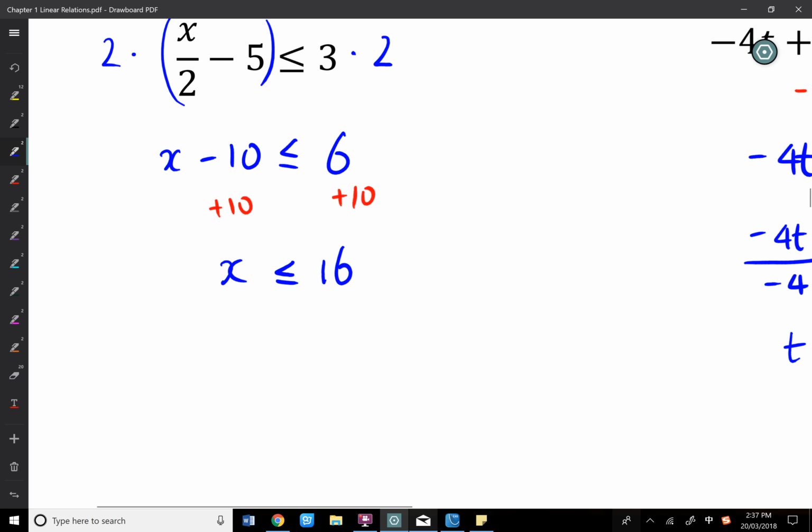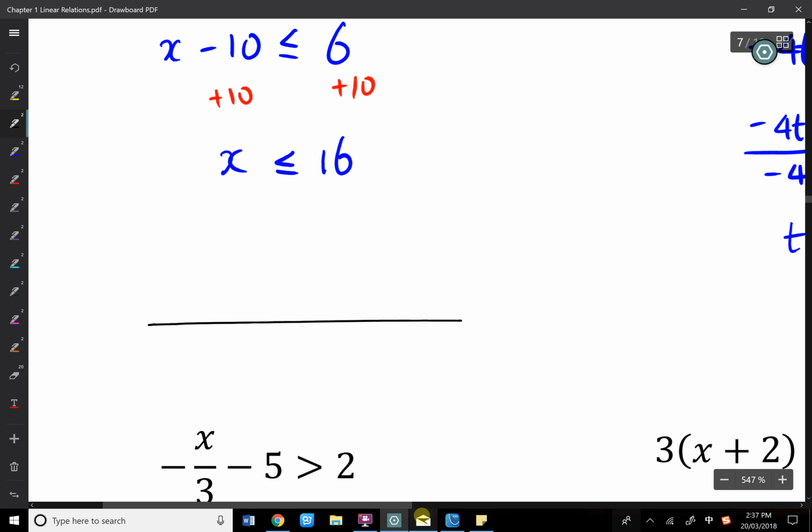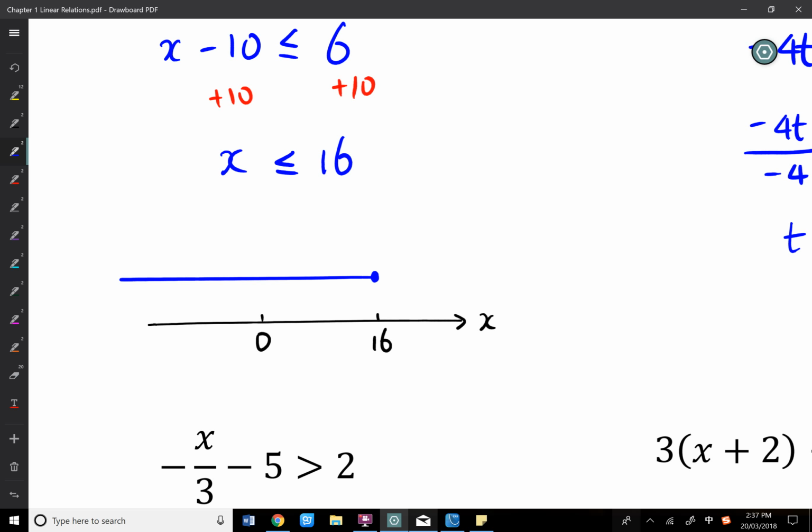If we want to sketch this on the number line, let's sketch it in a simple way. So that's x, this is 0, and that's 16. What I have is x less than or equal to 16. We have a closed circle on 16 and all the way to the left. That's how we can represent the solution on the number line.